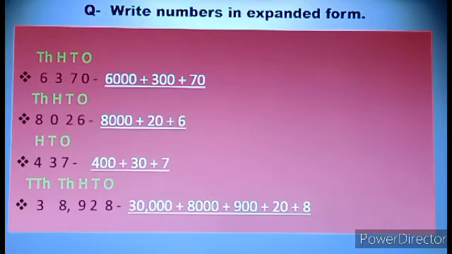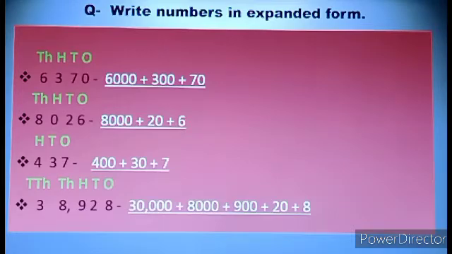Okay, so the next example is 8,026. Again we write the places first and then we expand. So 8 is on the 1000 place, so we write 8,000 plus. 0 is on the 100 place. Any 0 on any place, the answer should be 0 only, because multiplied with any place value the answer will be 0. So 0 no need to add. If you want to add it, that is also correct. I am not adding the 0 here.